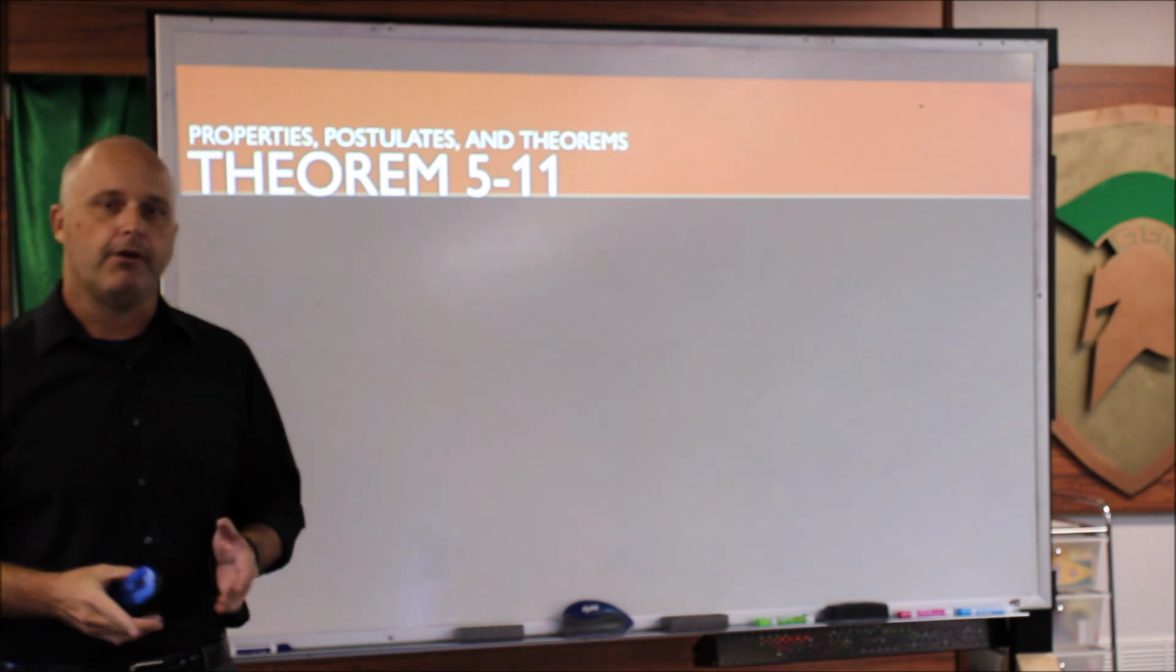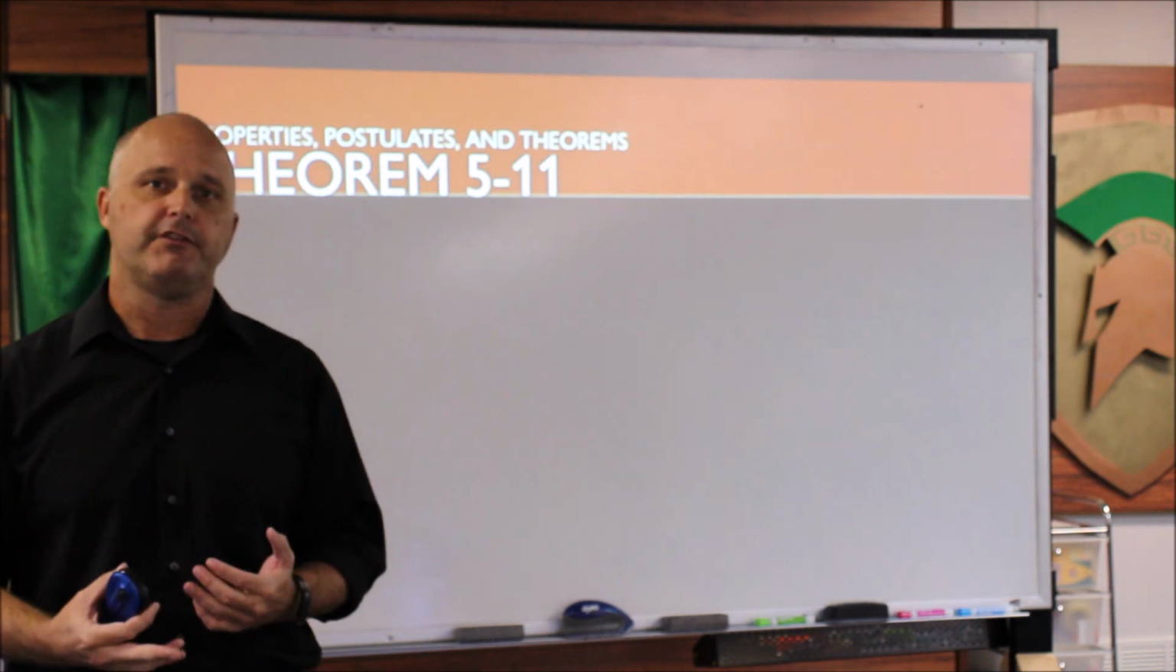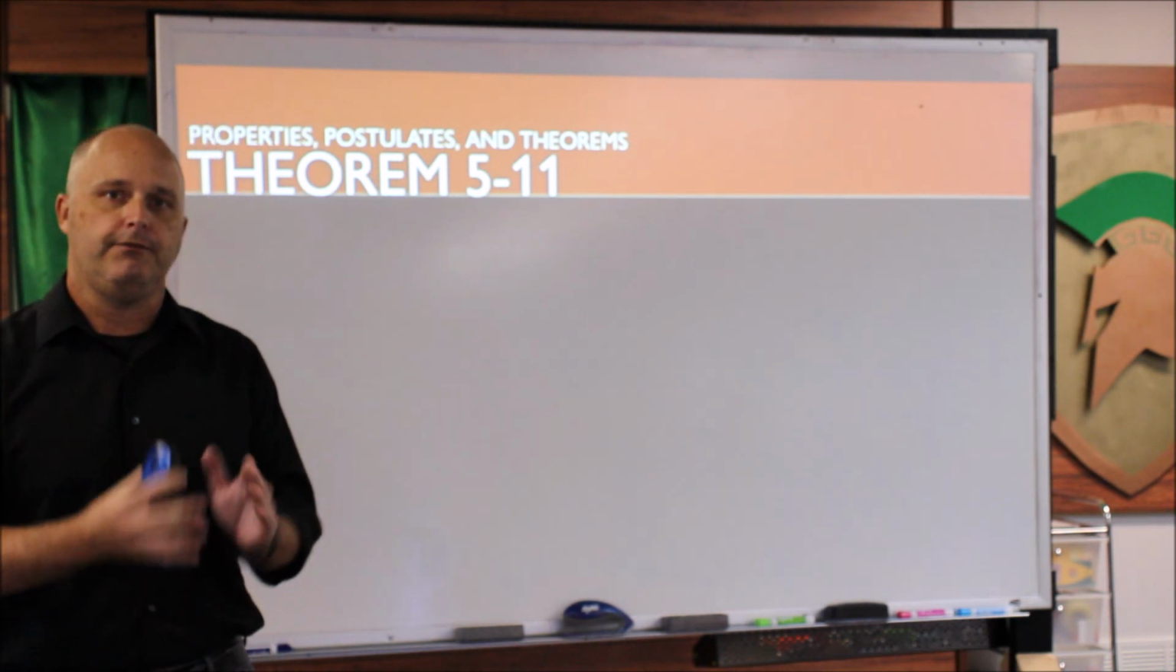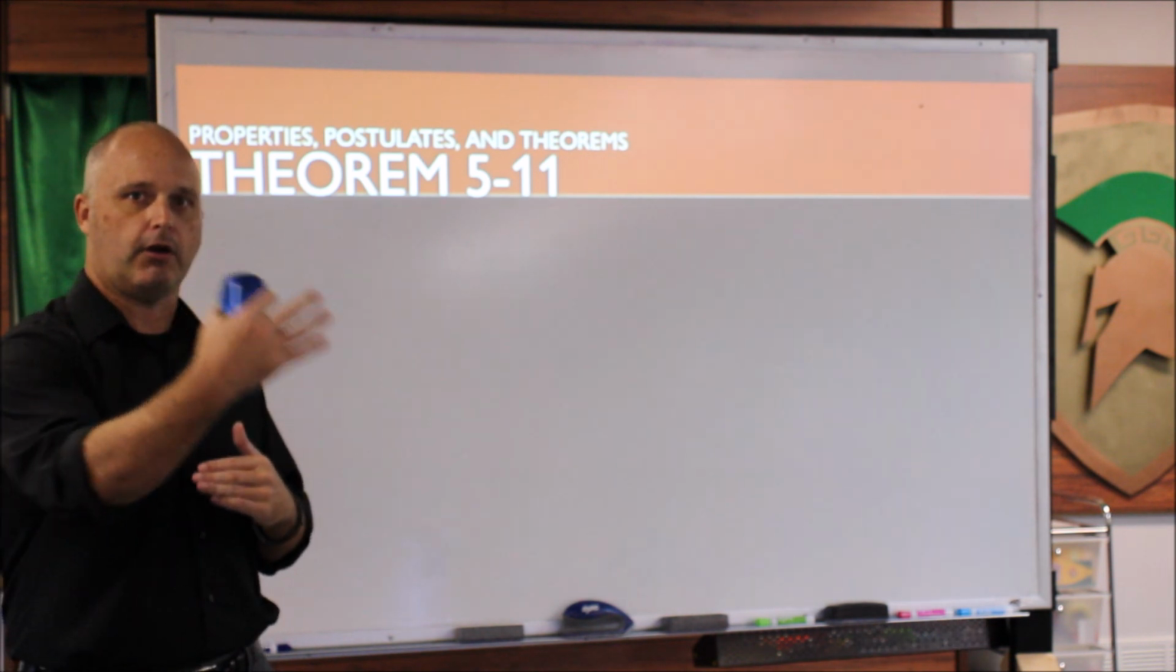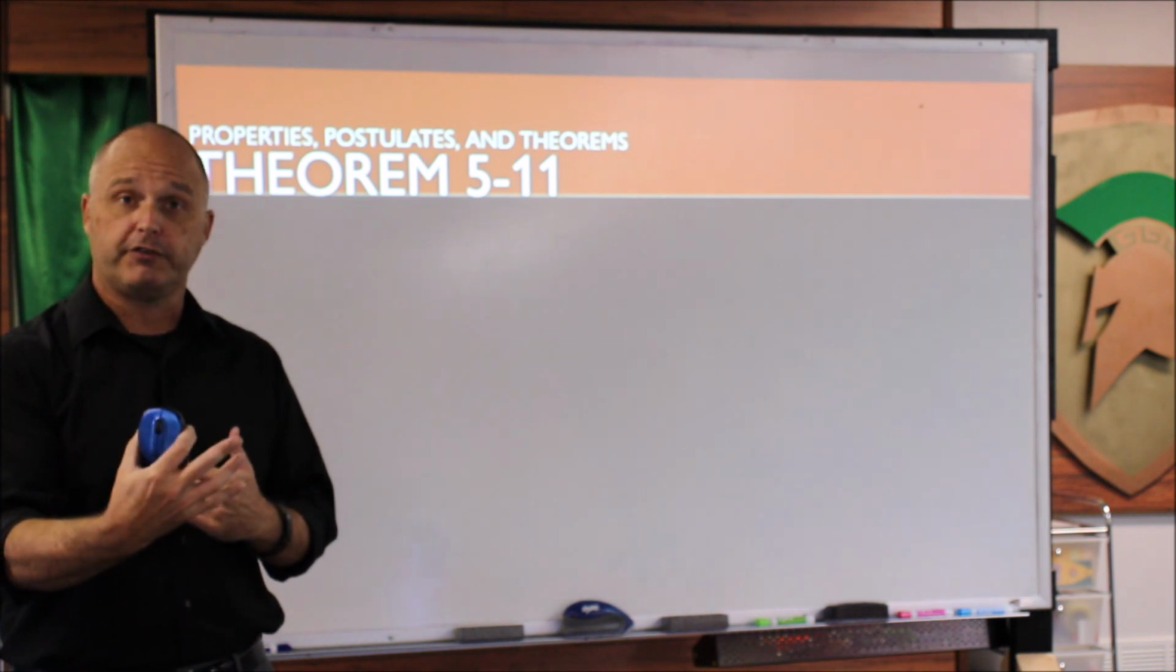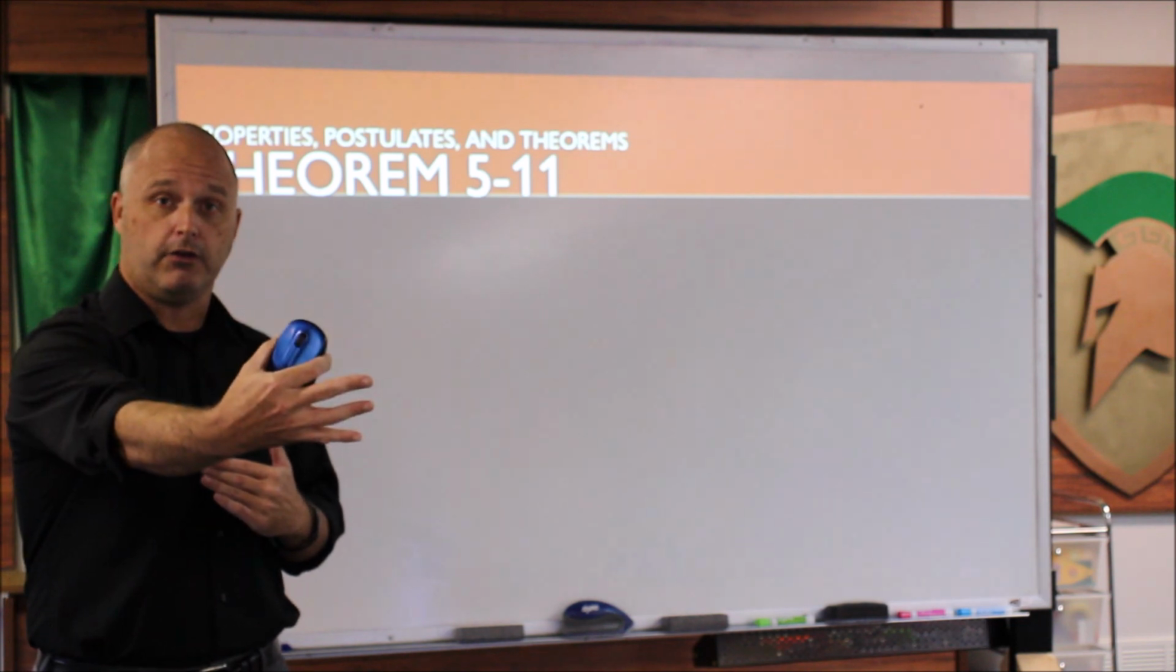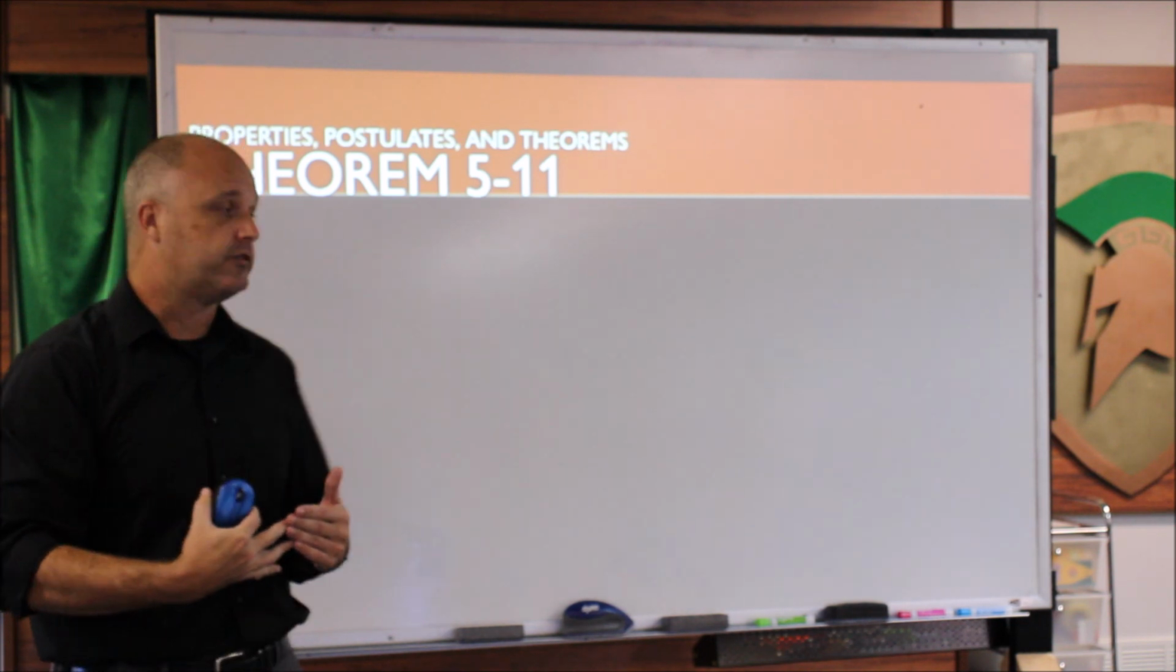For theorem 5.11, all we're going to do is reverse what we just learned in 5.10. In 5.10, we learned that if you've got a long side, that's going to be across from the largest angle. To reverse it, we're just going to say if we've got the largest angle, then across from that is going to be the longest side.